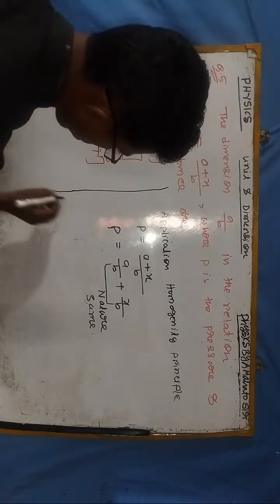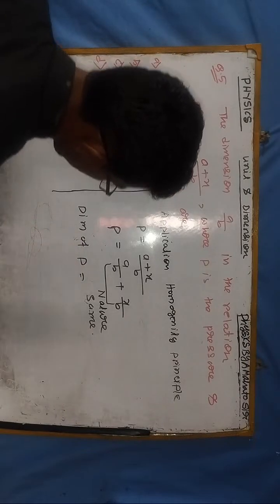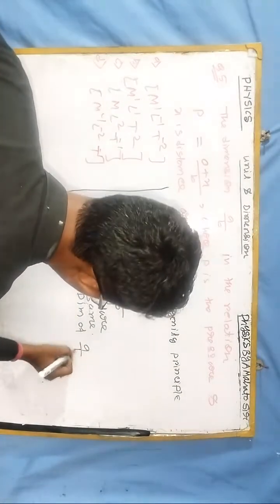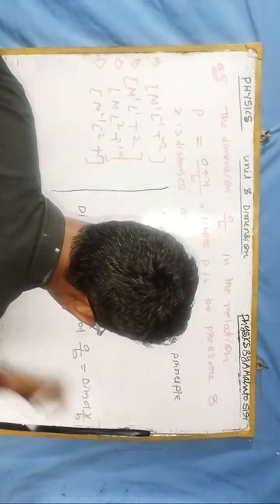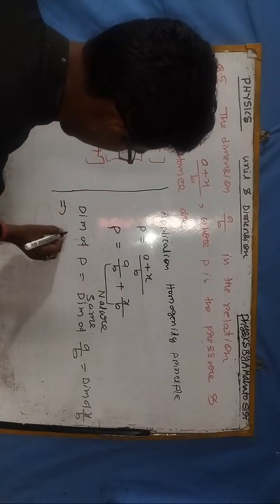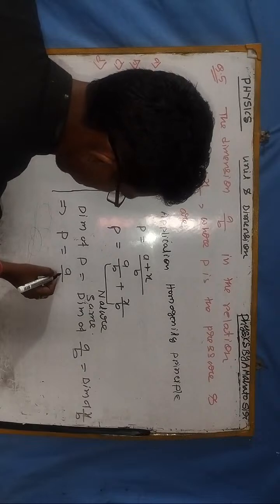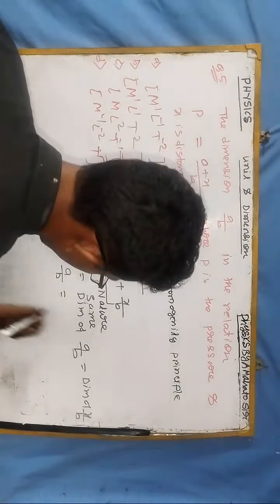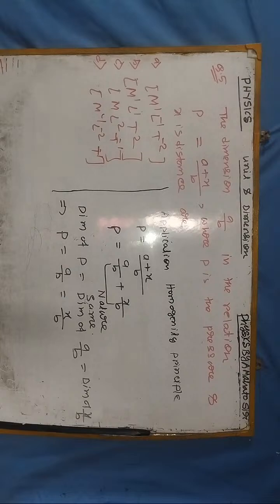So the dimension of P equal to the dimension of A by B equal to the dimension of X by B.